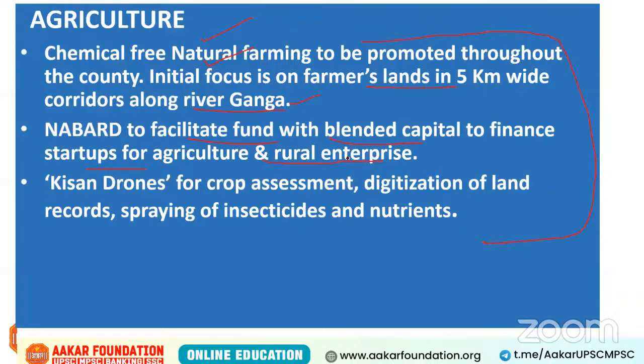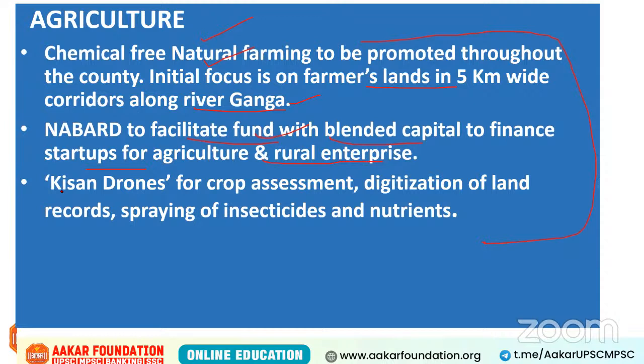So this is very important. The penetration of startups in the rural economy is very important, and for that purpose, NABARD will be a very important organization which can encourage and help the startups, and provide various financial and technical capacity building support to these startups also. So in that context, a fund with blended capital to finance startups will be there.